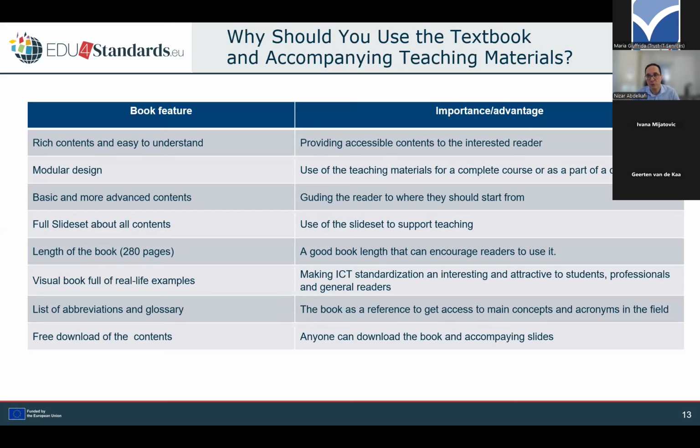The book is visual, very visual. There are, of course, many acronyms, but we have a list of abbreviations and a glossary that explain for every book, again, the key words and the key concepts. And we also have a free download of the contents.